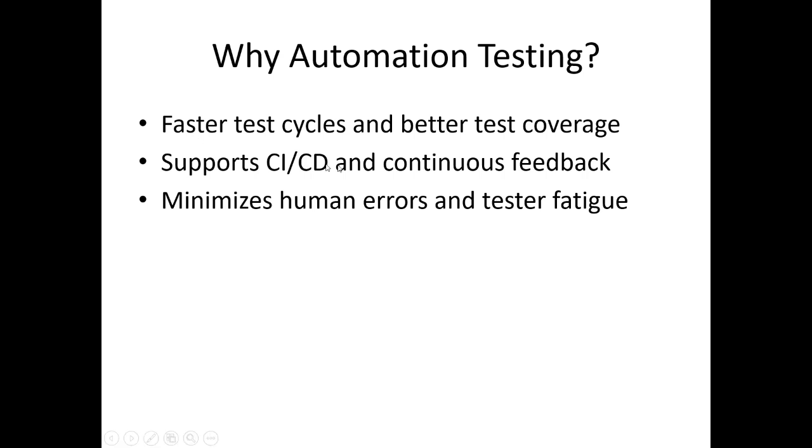Okay, and also it supports CI/CD and continuous feedback. CI/CD means continuous integration and continuous deployment. Jenkins is the tool which is used for this continuous integration and continuous deployment. By this Jenkins only, code will get pushed to that particular environment. You can give this continuous feedback to the developers and minimize human error. Since more than 80 to 90% of test cases have been automated, the human errors will also get reduced. Okay, and then testing fatigue.